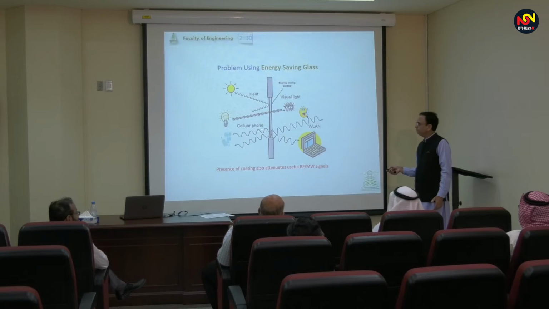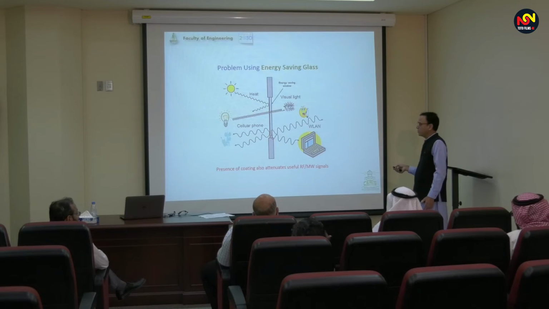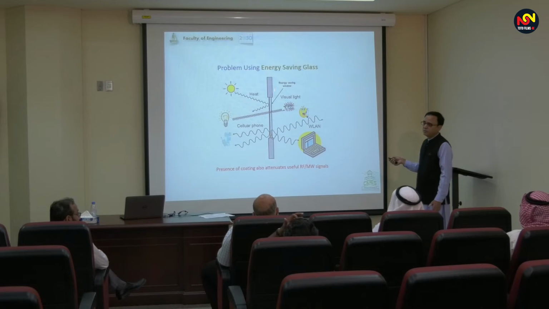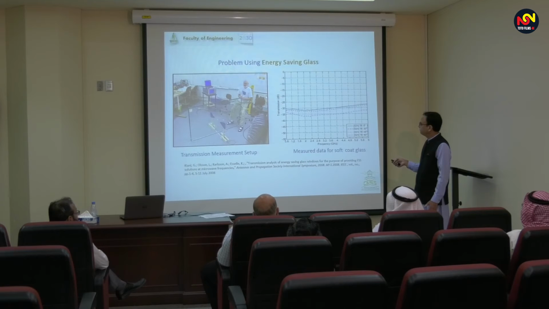But there is one problem. In such a building, if we go inside and we have mobile phones or some other communication system, this coating will also block this communication, which is a drawback. This is a big problem. So, how to solve that?